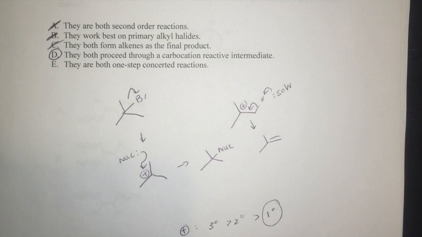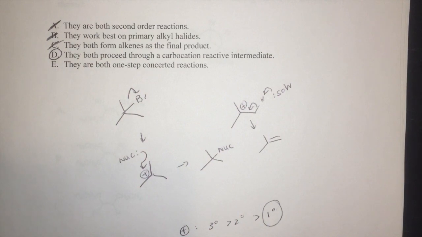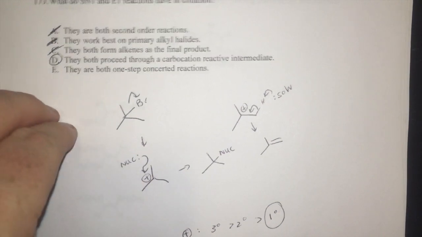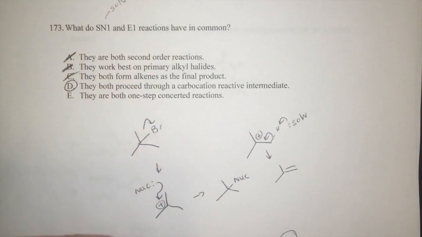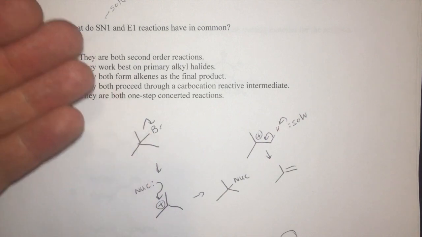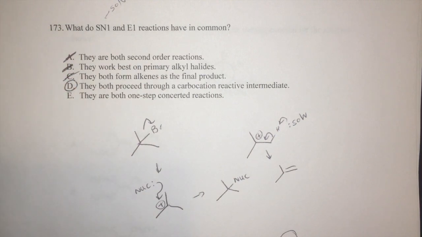And then finally, E says they are both one-step concerted reactions. That is untrue. SN2 and E2 are one-step concerted reactions, but SN1 and E1 are two-step reactions. It's kind of counterintuitive. You think of SN1 and E1, you have to remember those are two-step reactions. The numbers have nothing to do with the amount of steps, because it's sort of the opposite way. SN2 and E2 have a one-step mechanism, whereas SN1 and E1 have two steps in the mechanism. So remember it's flipped around in that case.